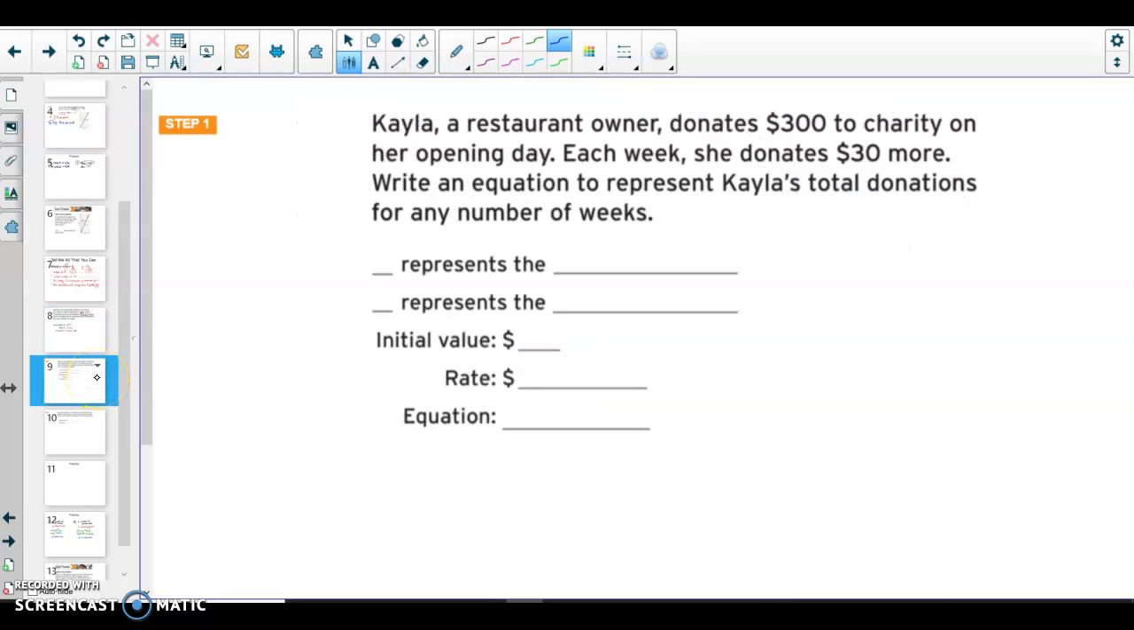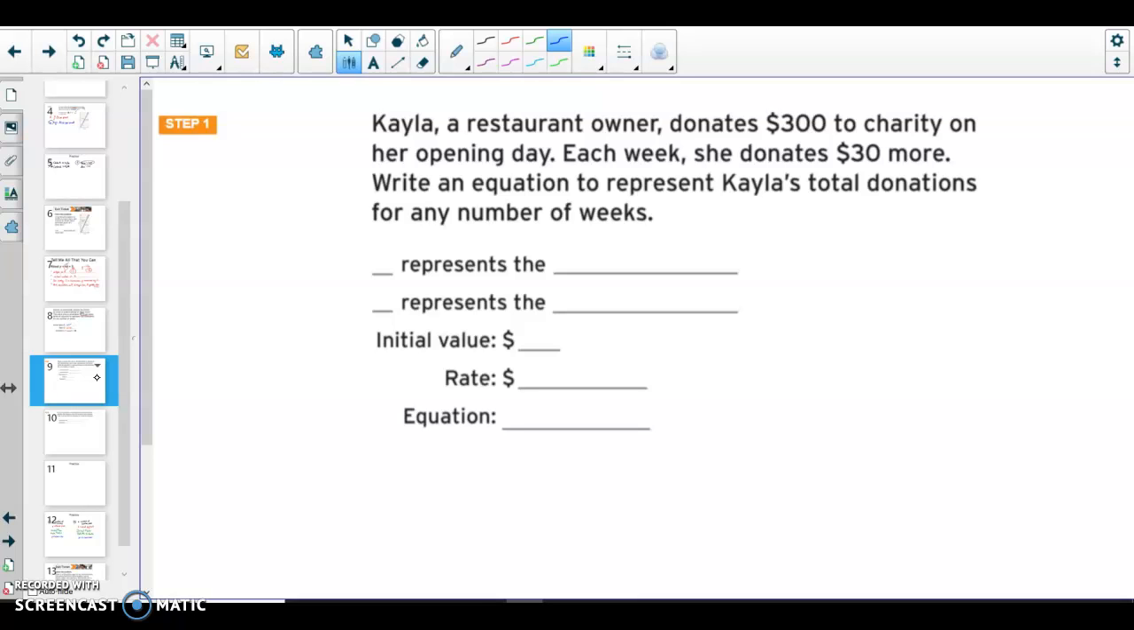We just need to identify which one's our starting value, and then do we have a number that is increasing the same amount over and over and over again. All right, so let's check this out. Kayla, a restaurant owner, donates $300 to charity on her opening day. Each week she donates $30 more. We want to write an equation to represent Kayla's total donations for any number of weeks.